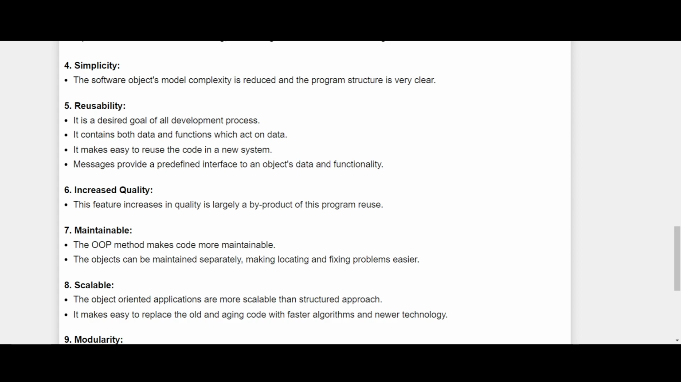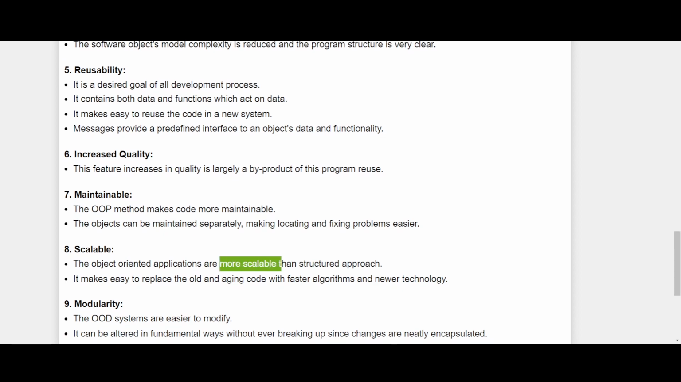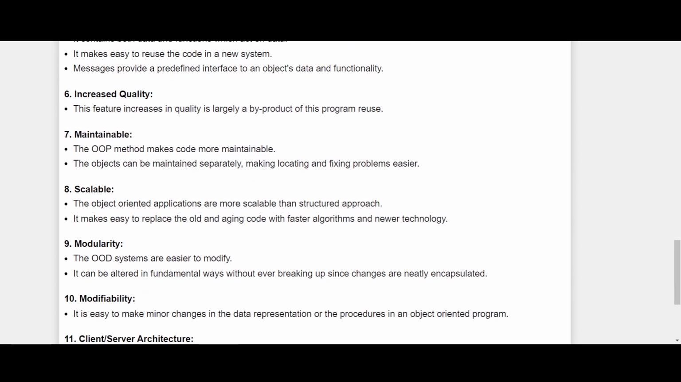Increased quality: this increase in quality is largely a byproduct of program reuse. And maintainability: the OO method makes for more maintainability. The objects can be maintained separately, making locating and fixing problems easier. And scalable: object-oriented applications are more scalable than the structured approach. It makes it easy to replace old and aging code with faster algorithms and newer technology. Modularity: OO systems are easier to modify, and can be altered in fundamental ways without breaking anything, since changes are merely encapsulated.